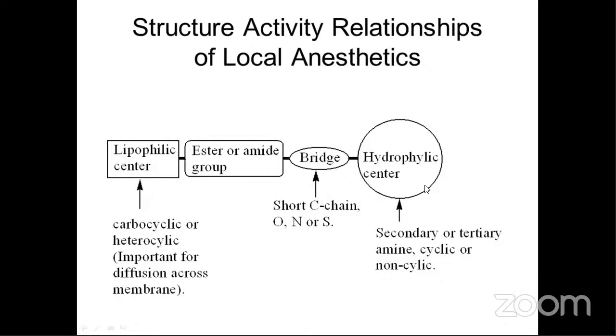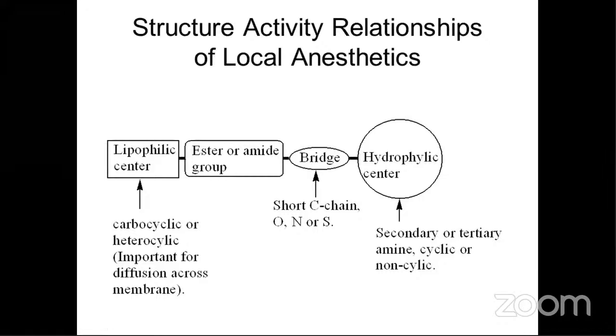An amine group is there. The amine may be secondary or tertiary, and you may have a cyclic or non-cyclic structure, like pyridine or pyrimidine. These are cyclic structures. Some bridge may also be there, and this bridge may contain a carbon chain or oxygen or nitrogen or sulfur. So these are the general things. How they affect the activity we can discuss on the individual drugs.